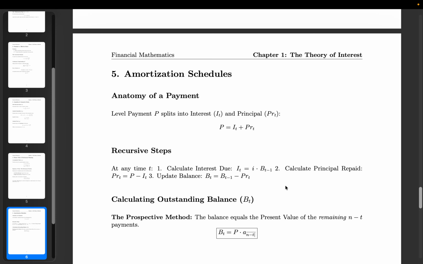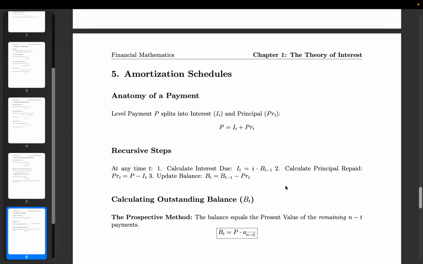Buchanan defines them recursively. The interest due at any moment is the interest rate times the previous balance, denoted by I_t equals i multiplied by B_{t-1}. The principal part is whatever is left over from your check: PR_t equals P minus I_t.